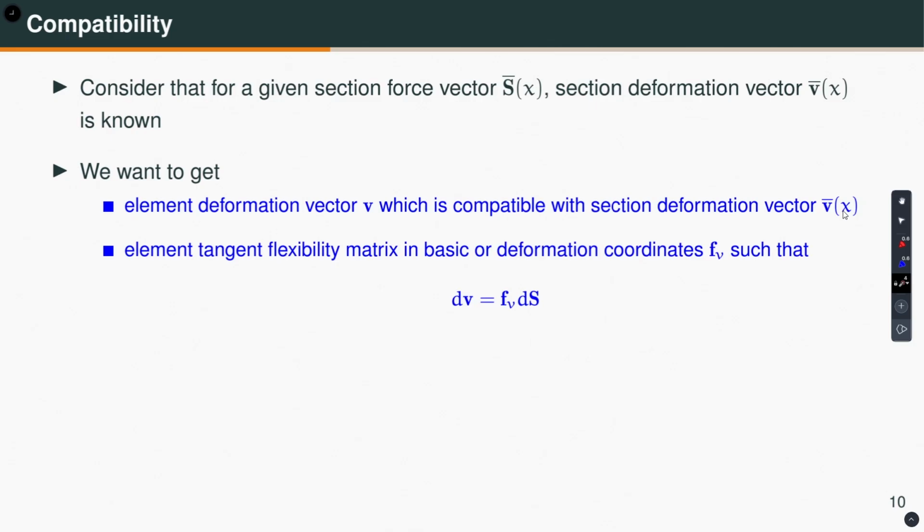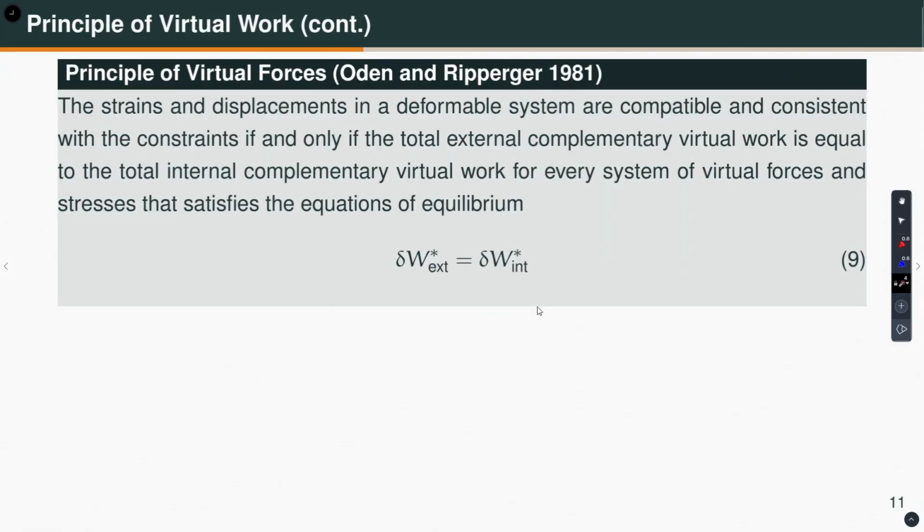And we also want to get the element tangent flexibility matrix in basic or deformation coordinates, which we are calling FV, such that the element incremental deformation vector is equal to the element tangent flexibility matrix multiplied by the element incremental force vector. So, how do we do that?